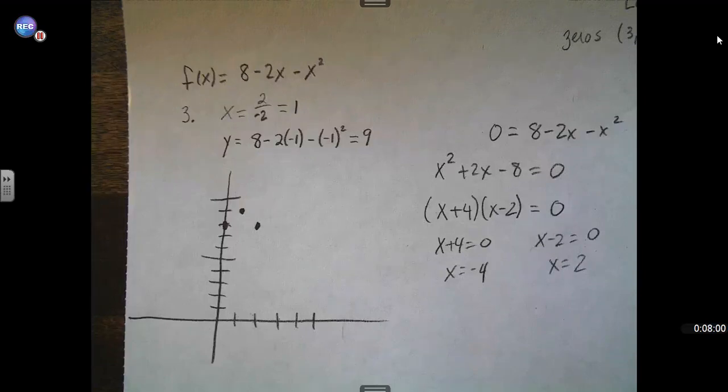Daggone it. I hate it when I get started on something and then make a mistake, especially when it's on a review. And then I'm not seeing what I did wrong. Minus 2x squared.